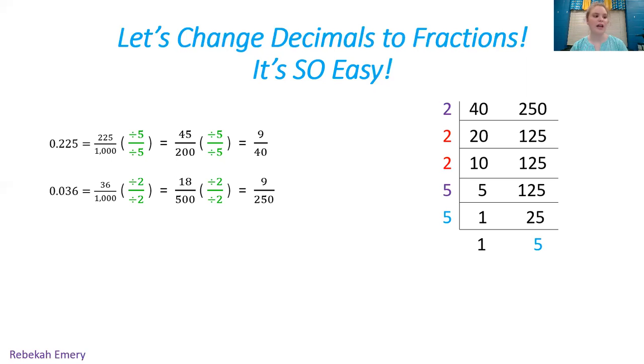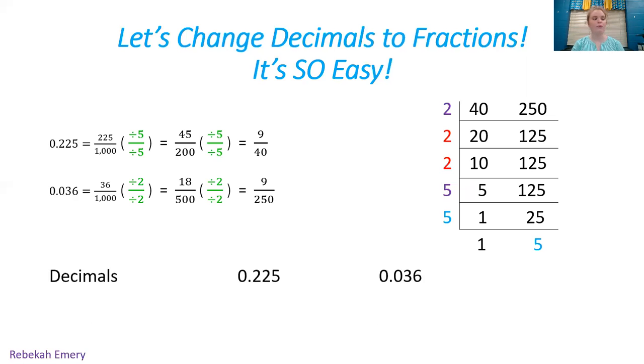Next, we will look at showing the denominators using prime factorization. To make this illustration easier to read, the prime numbers that divide into both are purple. If it only divides into the 40 side, it will be red. And if it only divides into 250, it will be blue.